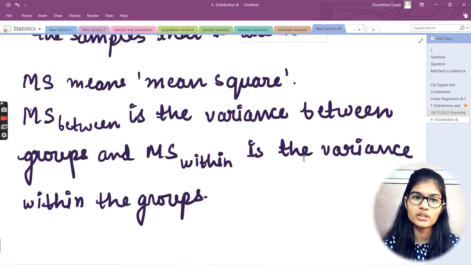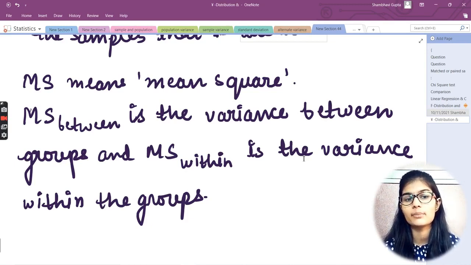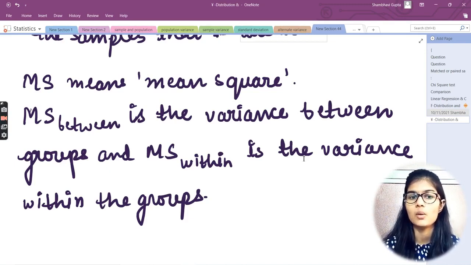So I hope I am very clear with the definition of both of these: what are SS and MS, and how to categorize them between and within the functions. What do they completely mean? What is the meaning of sum of squares? What is the mean of squares? I hope all of these things are very clear to you.